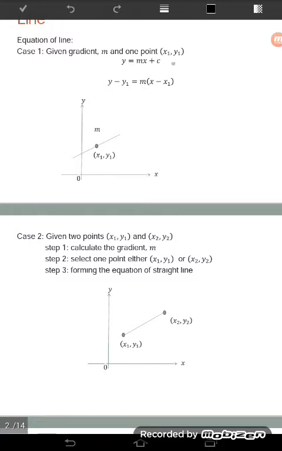Okay, so to form the equation of a line, first one is y equal to mx plus c. Okay, so yang ni kita panggil sebagai gradient form. Okay, so y equal to mx plus c. Okay, so m gradient and c we can find it by using the point given. Okay, c ni kita boleh cari dengan menggunakan titik yang diberi tu.